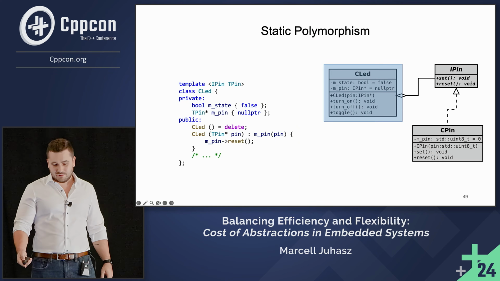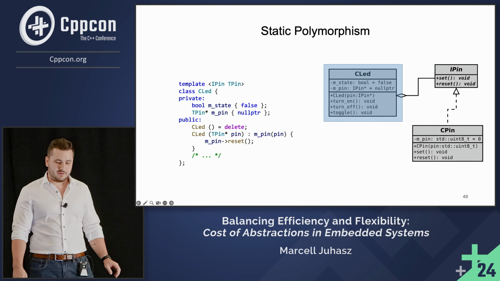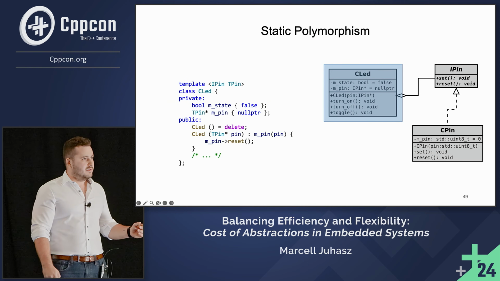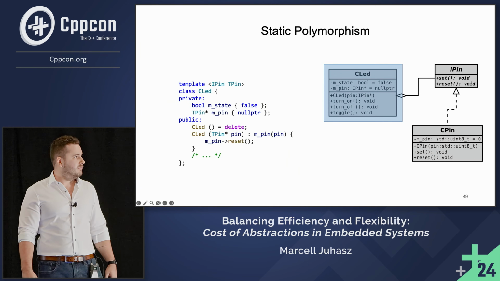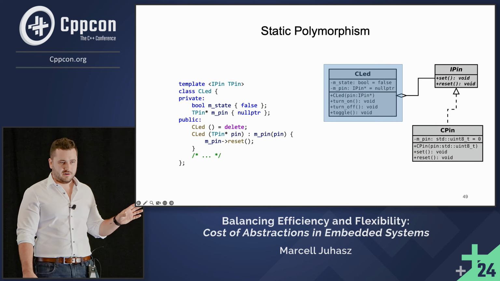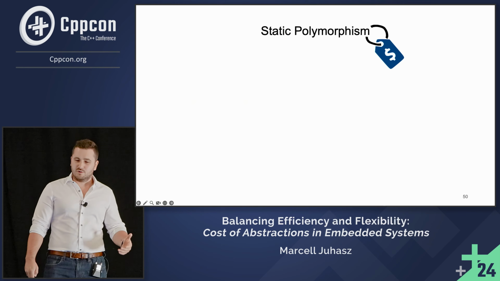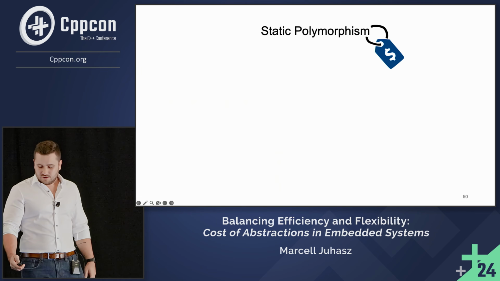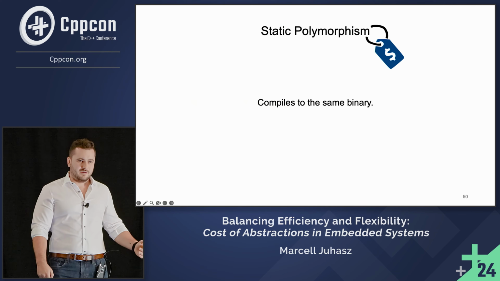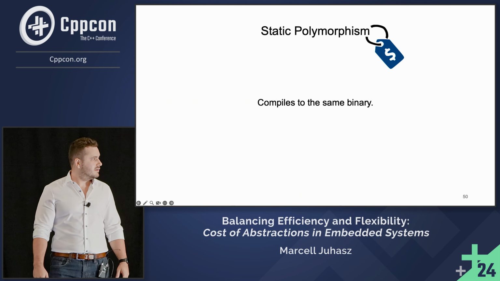And you can also see, or maybe it's not that visible, but this code does not involve any runtime indirection anymore. So all of these relationships will be resolved at compile time. So what is the runtime overhead of this method? Luckily, it's nothing, so it compiles to the same binary as did the C code.